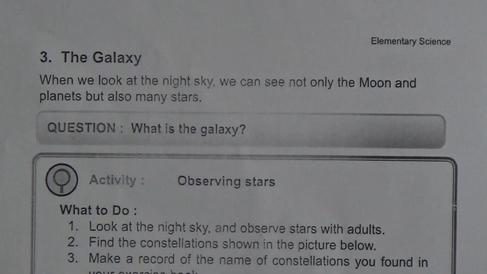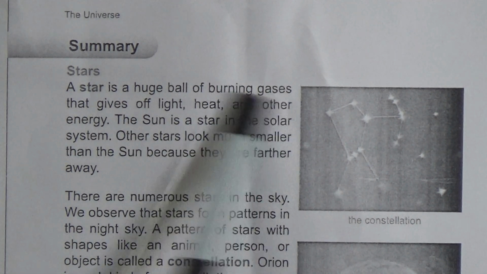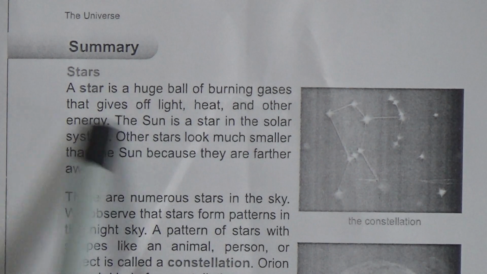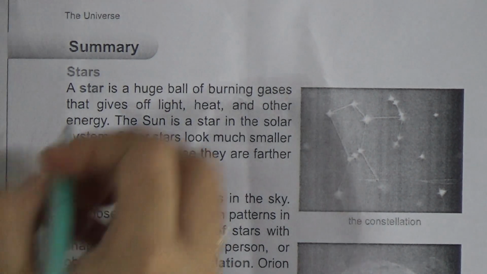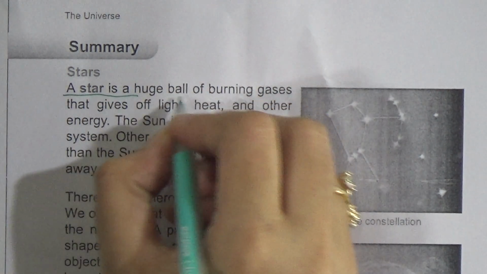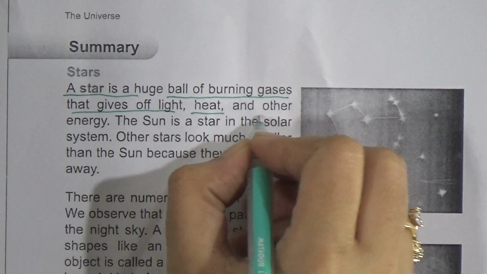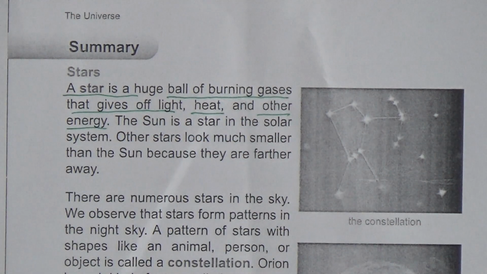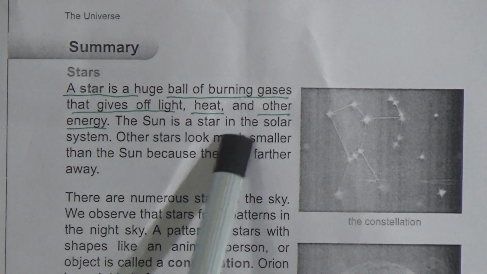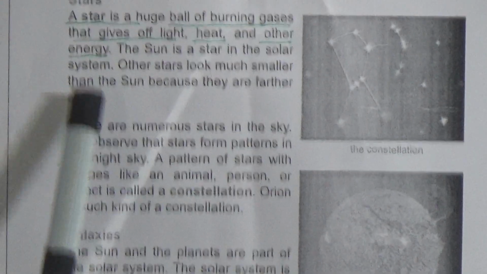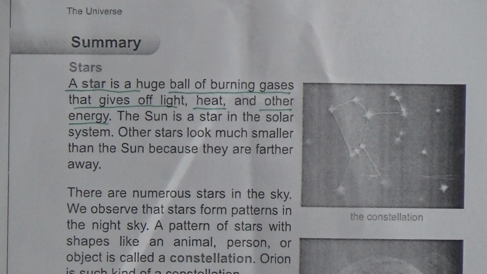Students, now come to here, page 60. Here are stars. A star is a huge ball of burning gases that gives off light, heat and other energy. This is the definition of stars. The sun is a star in the solar system. Other stars look much smaller than the sun because they are further away.